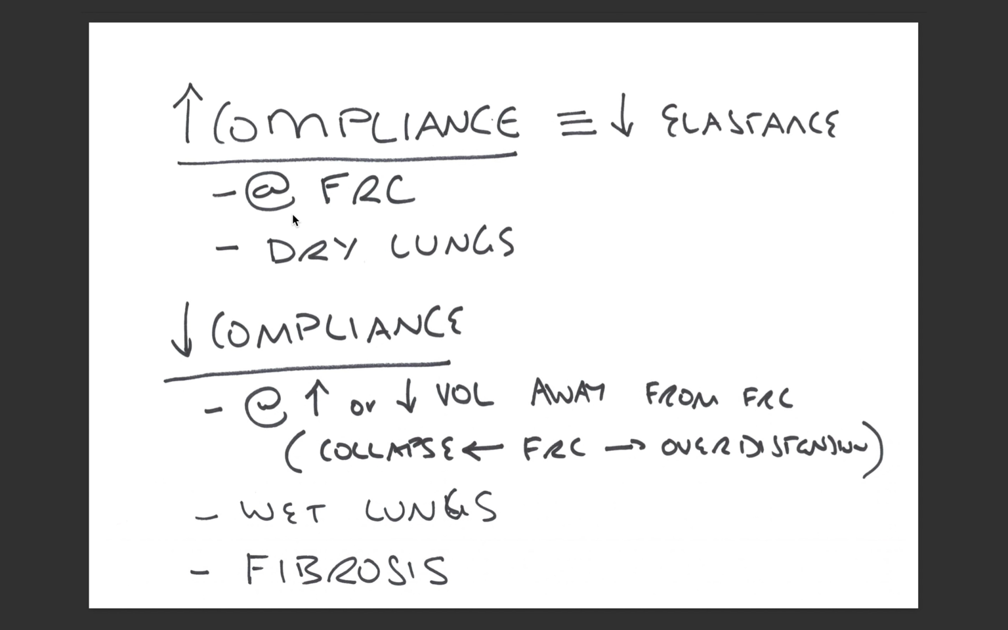Compliance is best at functional residual capacity. Compliance is better with dry lungs than wet lungs. So normal compliance is optimum compliance. Compliance may decrease, or the ability to distend the lung decreases, as we move away from our functional residual capacity. So if our lung is very collapsed, we have poor compliance. And if our lung is very over-distended, we have poor compliance. If our lungs are wet, they are poorly compliant. If our lungs are fibrosed, they are poorly compliant.